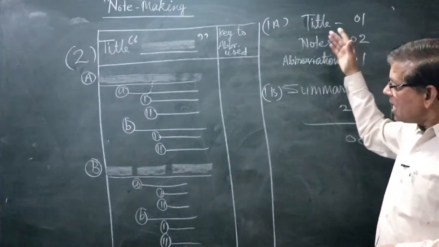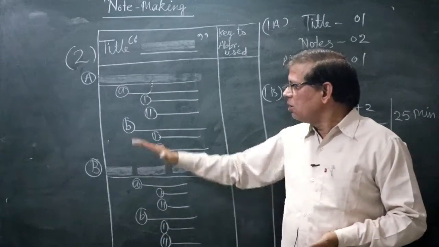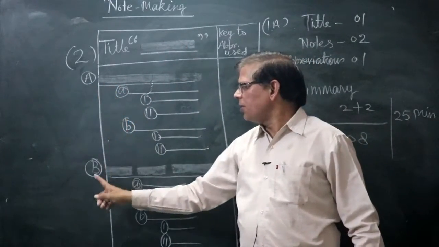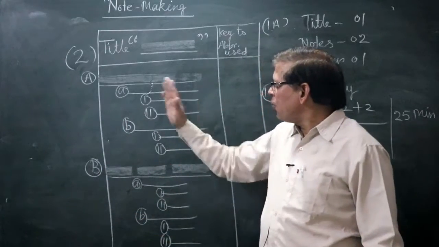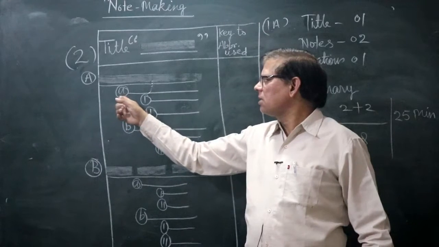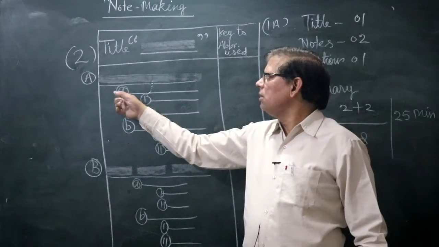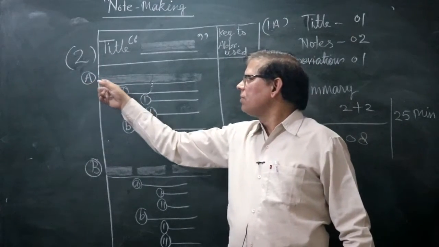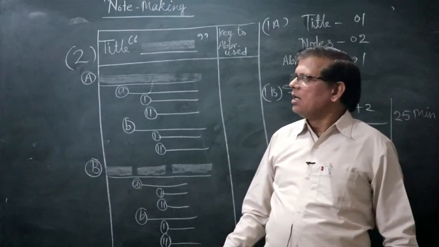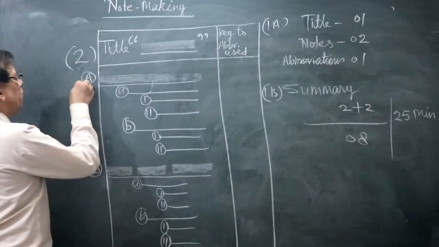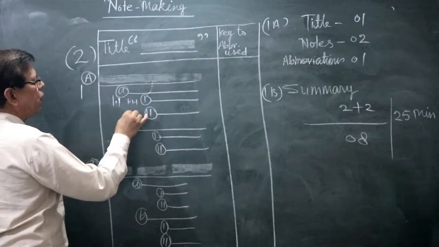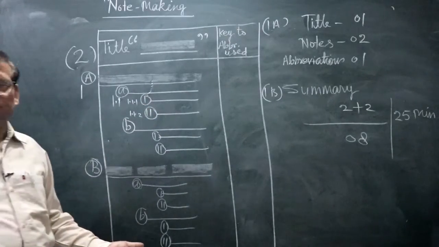And notes carry 2 marks. So 3 to 6 main points should be there. Main points can be numbered as capital A, B, C, D. Main point A has 2 subpoints, small a and small b. Or each subpoint can have its own numbered points, number 1, number 2. This is one way. Second way: main point number 1, then 1.1, and 1.1.1, 1.1.2. In this way they can also be numbered.